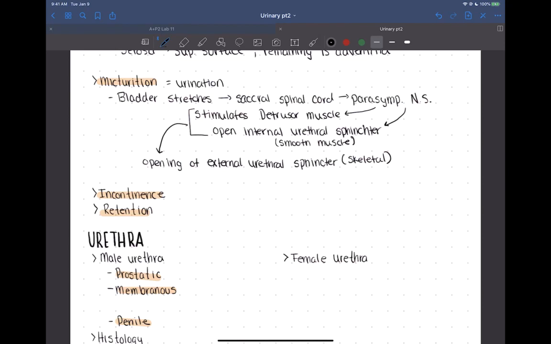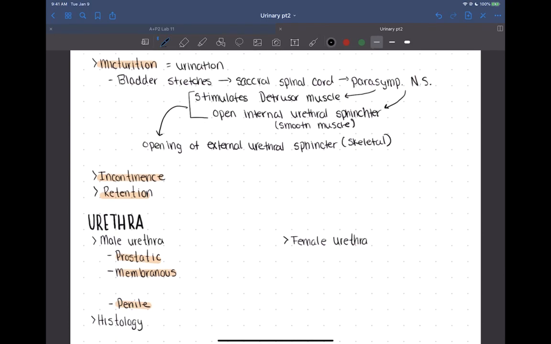So those are the steps, the micturition reflex. And then two terms associated with that would be incontinence. So incontinence is the inability to hold the urine, a loss of bladder control. And then retention is an inability to empty the bladder.